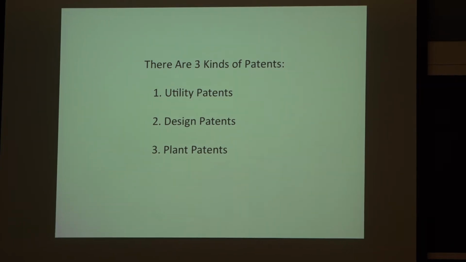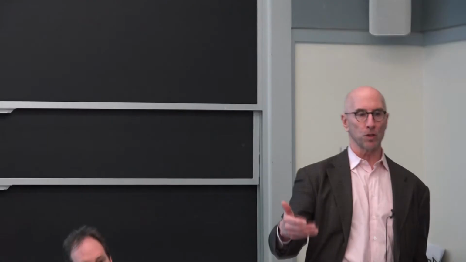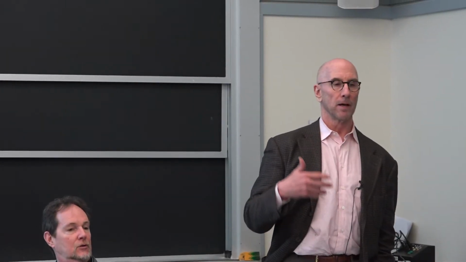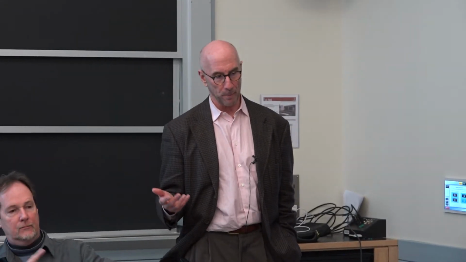Can anybody give me an example of a utility patent? Sure you can. Come on, if you try, you can. How about a mousetrap? All right, a mousetrap is an example of a utility patent, something that performs a useful function, in this case, catching mice. So a mousetrap is an example of a utility patent.